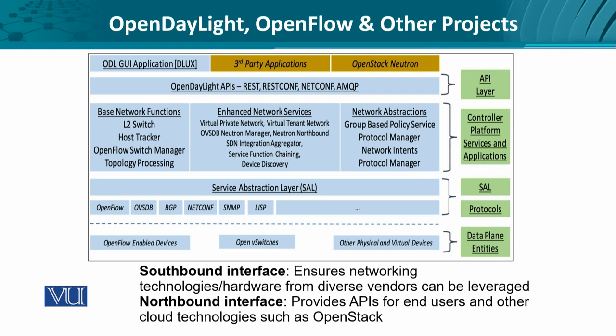Then network abstraction, in order to understand what entities are connected to the networks with what resources, some policy service has to be identified and implemented, which classifies the network resources and network elements. Then we have the service abstraction layer, which abstracts away the complexities of the underlying protocols. We have OpenFlow, NetConf, the classical simple network management protocol, and so forth. Then we have the data plane entities, which are the forwarding elements, like OpenFlow-enabled devices, proprietary, OpenV switches, and other physical devices.